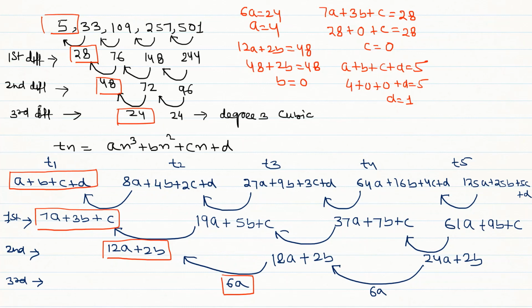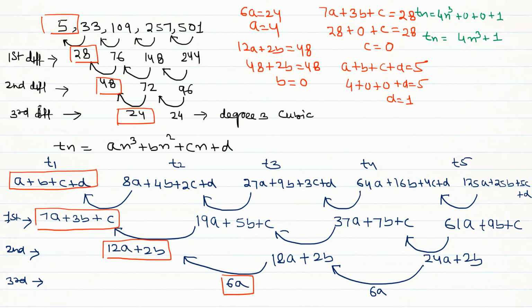So now if we create that expression, let's write it over here. My Tn is now an cube. a is 4, so it is 4n cube plus bn square. b is 0, so that value is 0. c is 0, so this value is 0. And d is the last one, which is 1, so I'm writing plus 1. So this means the nth term of the sequence is 4n cube plus 1.